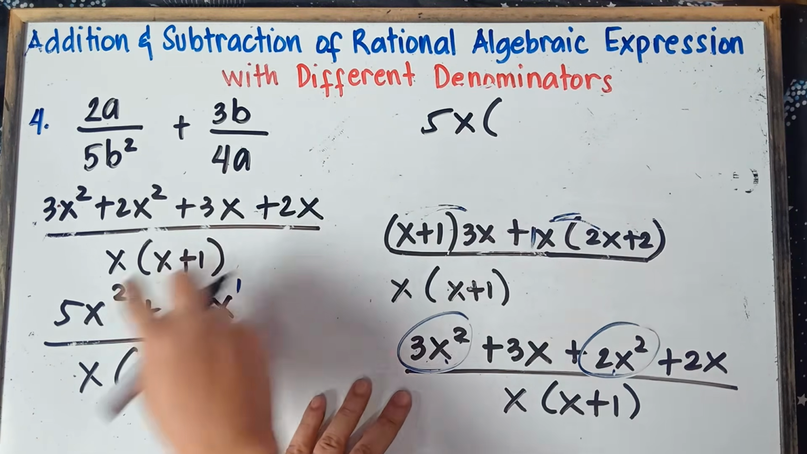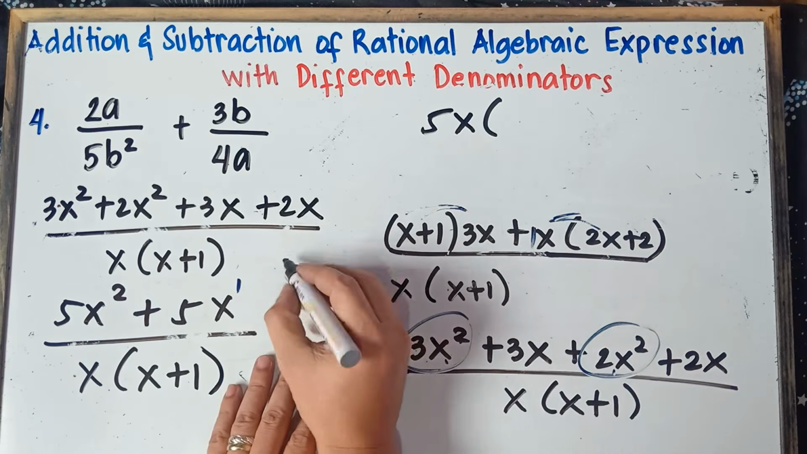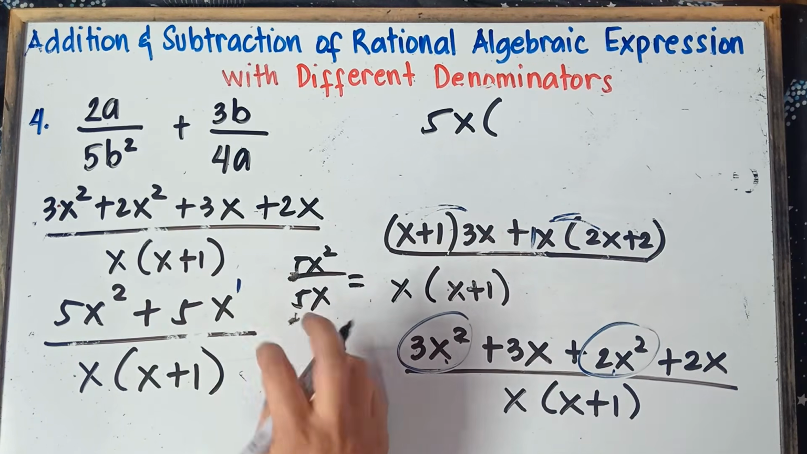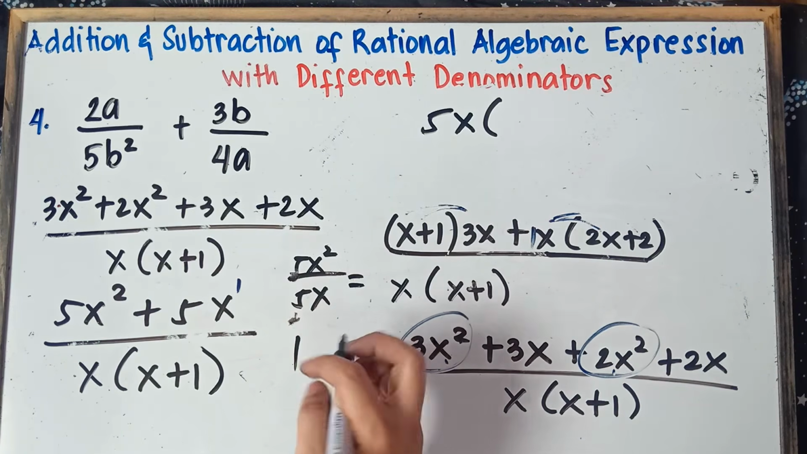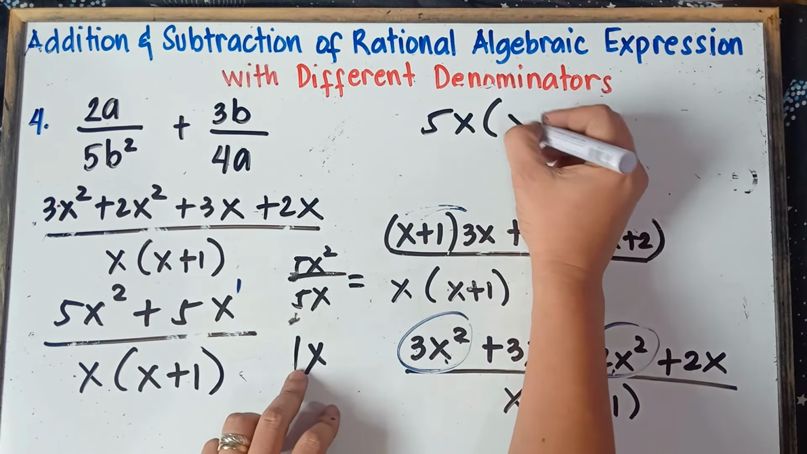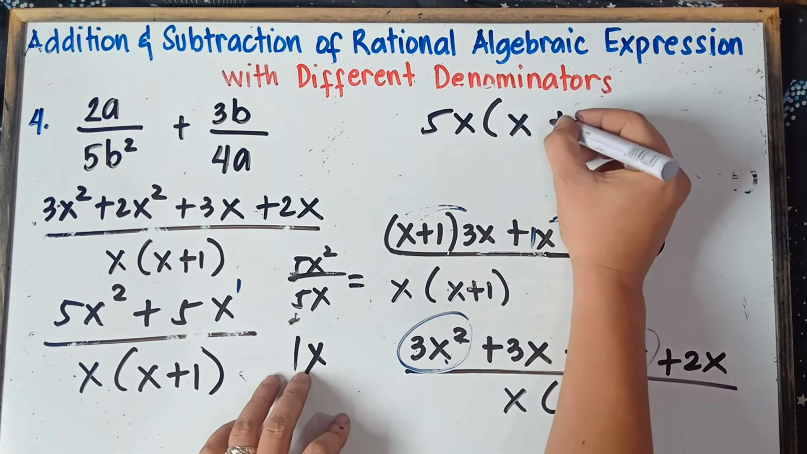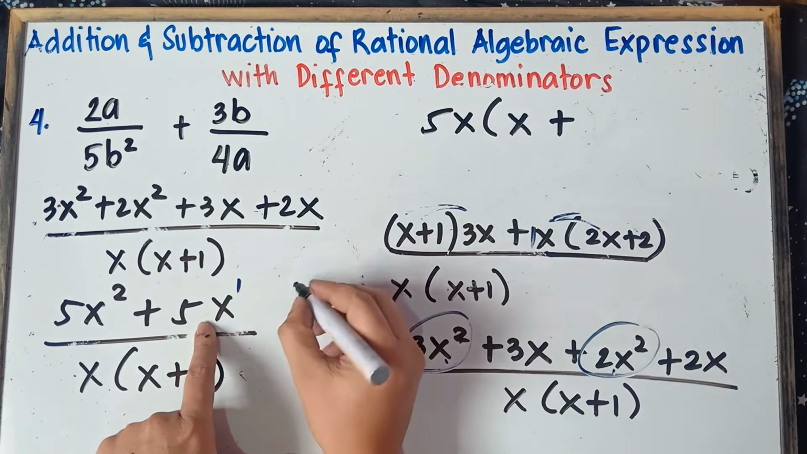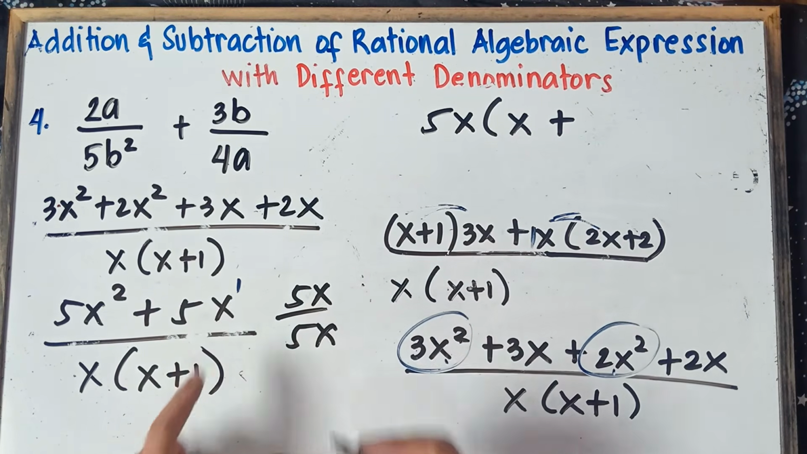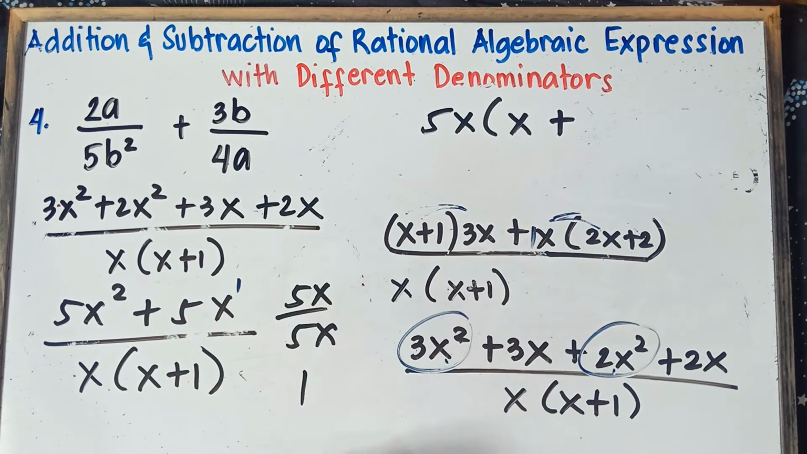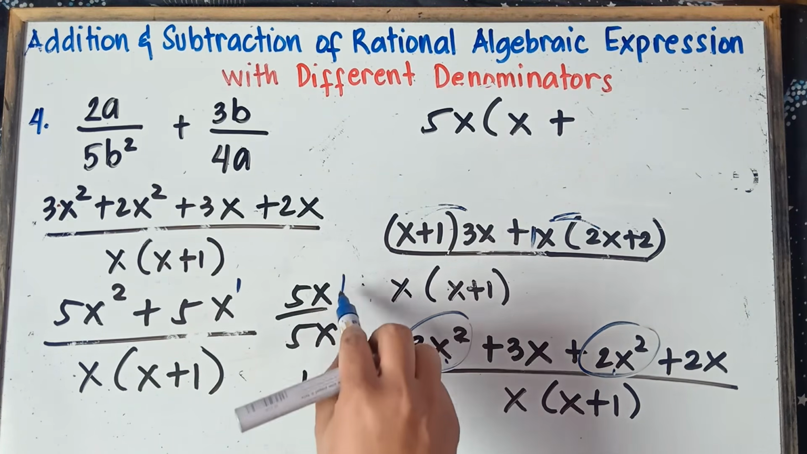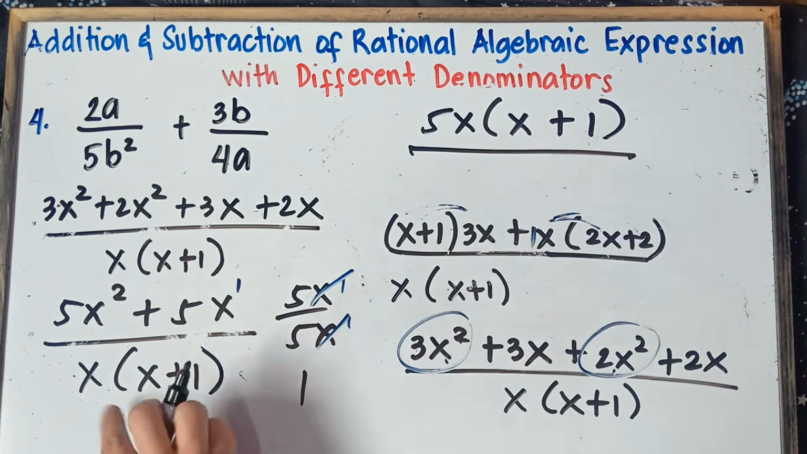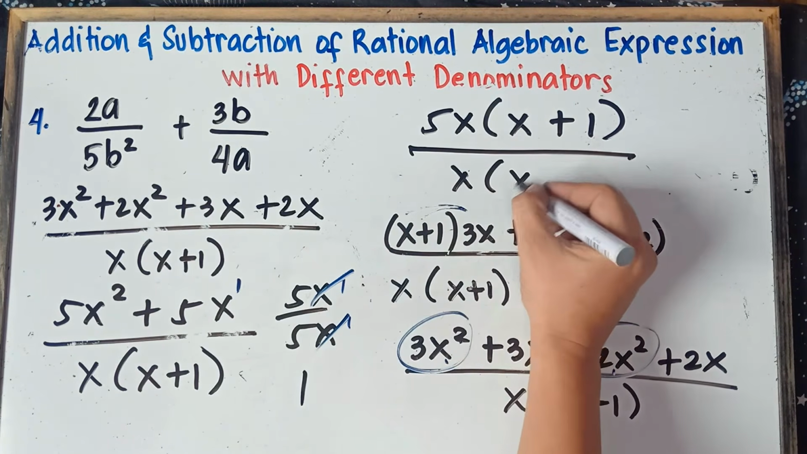And then simply divide this one, 5x squared divided by 5x. So 5 divided by 5 is 1, x squared divided by x, that would be x. So this will be 1x or x. And then copy plus sign, divide this one, 5x divided by 5x. 5 divided by 5 is 1. Same letter and then same exponent, simply cancel this out. So that would be 1. Alright, over, copy the denominator x and then x plus 1.